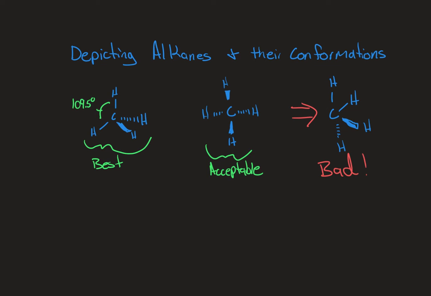The last one that I see a fair amount is this, where the wedged and dashed lines are split by another hydrogen. The wedge and dash line should always be right beside each other. You never want to see it split. And so this is also a bad representation of an alkane.